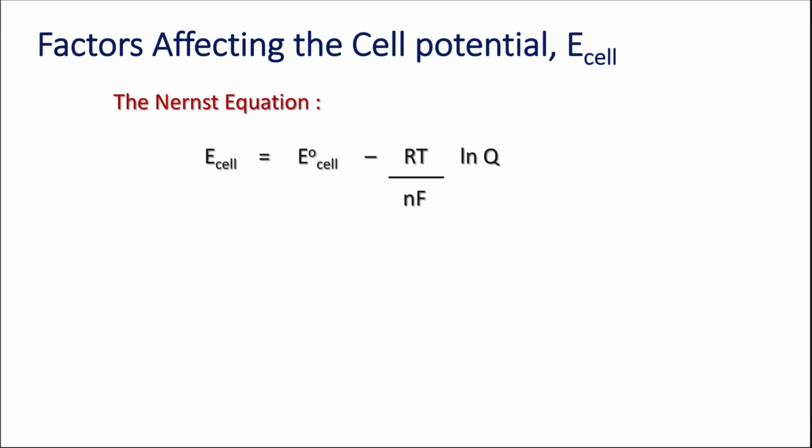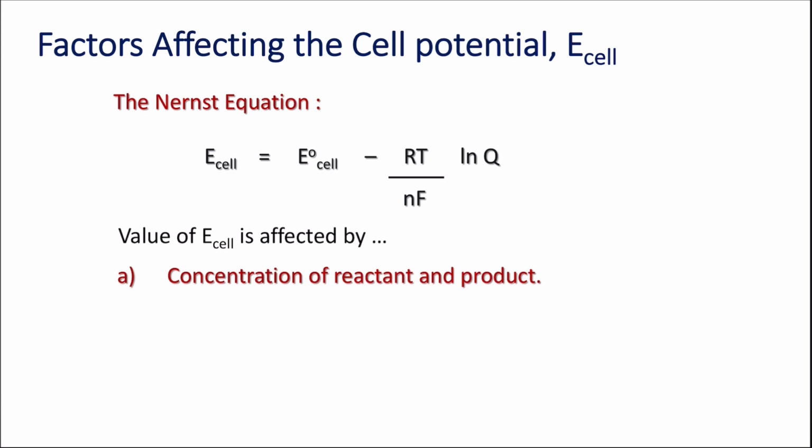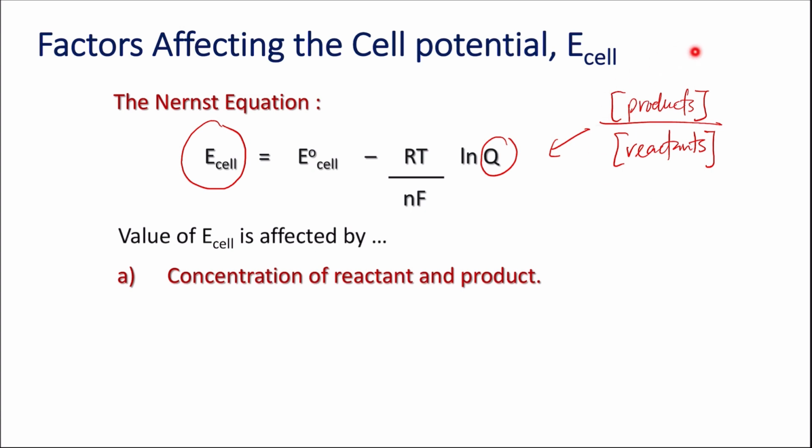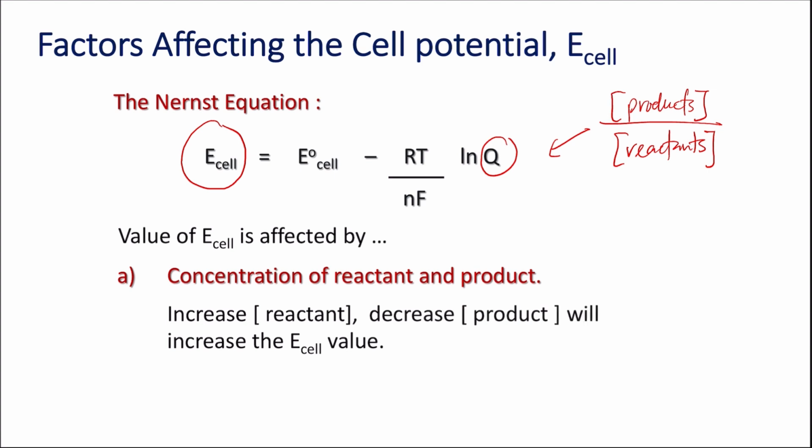So kita ada Nernst equation, value E cell boleh dipengaruhi dengan 3 faktor. Yang pertama adalah concentration of reactant and product. So concentration of reactant and product, contoh saya ada Q kat sini. Q adalah concentration products over concentration reactants. So ini adalah expression for reaction quotient. So apa yang akan terjadi kalau kita ubah concentration for the reactant, sekiranya kita tambah ataupun for product kita kurangkan, apa yang terjadi, kita akan increase the value of E cell. Jadi bateri tu akan tahan dengan lebih lama.